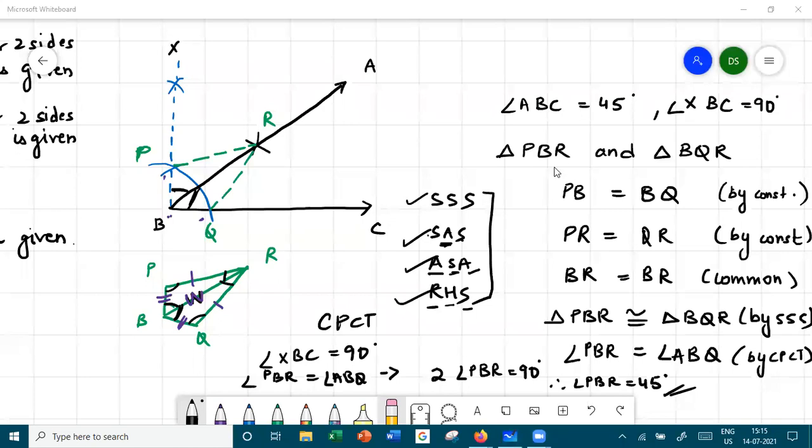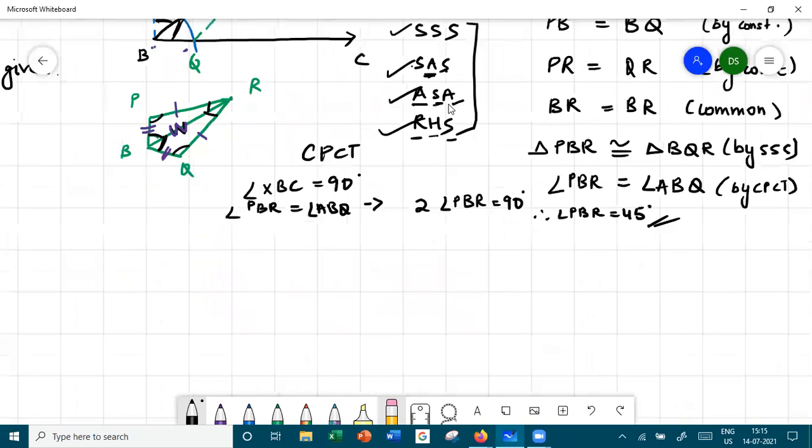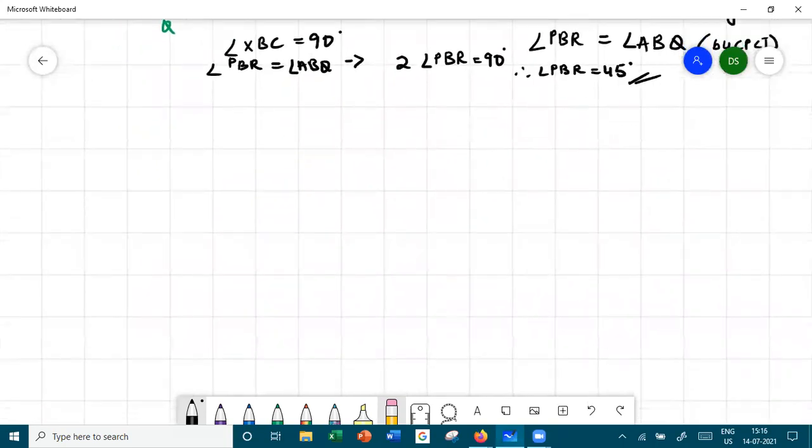Ma'am, I didn't understand this step where you wrote angle PBR is equal to angle ABQ by CPCT. Okay, okay, okay. Let me just draw it again here. I'll show you.